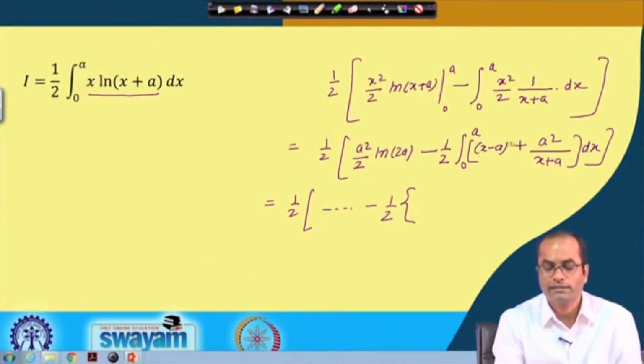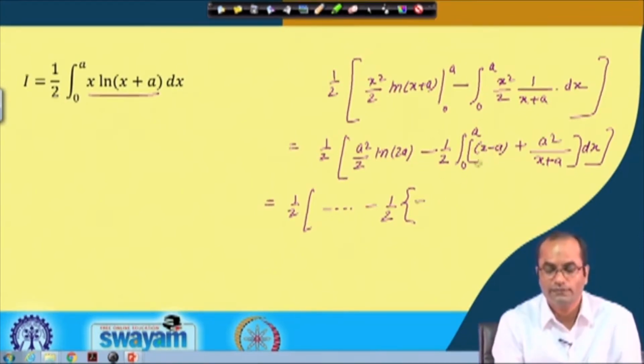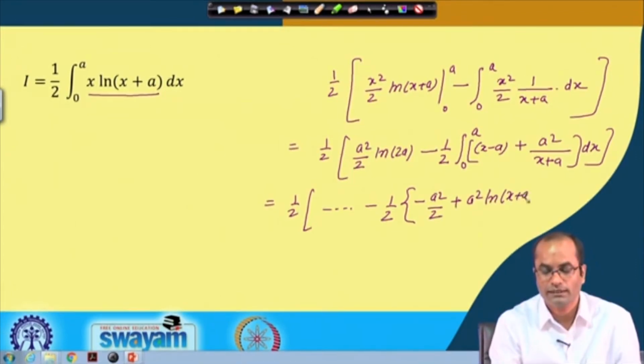So, we have half this first term, then minus this half, and then we can integrate this now. So, (x minus a) squared by 2, and the upper limit will give 0 and the lower limit will give minus a squared by 2. Here we have the a squared and this will be ln(x plus a), and the limit from 0 to a for this part.